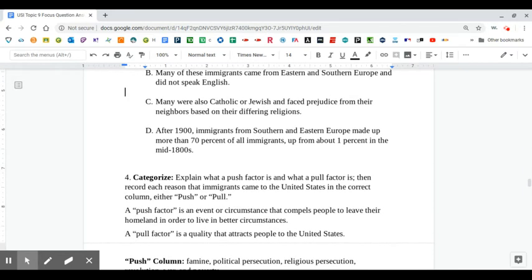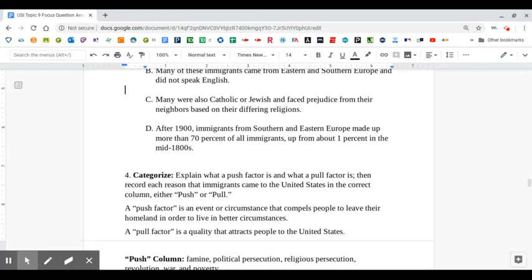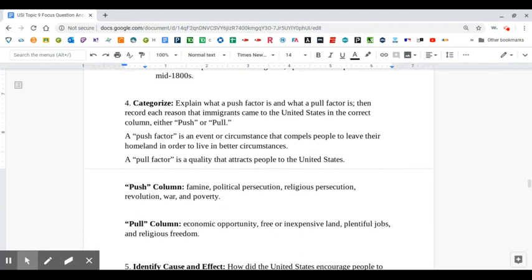After 1900, immigrants from Southern and Eastern Europe made up more than 70% of all immigrants, up from about 1% in the middle 1800s. So we see a dramatic shift in terms of where a lot of the people are coming from.